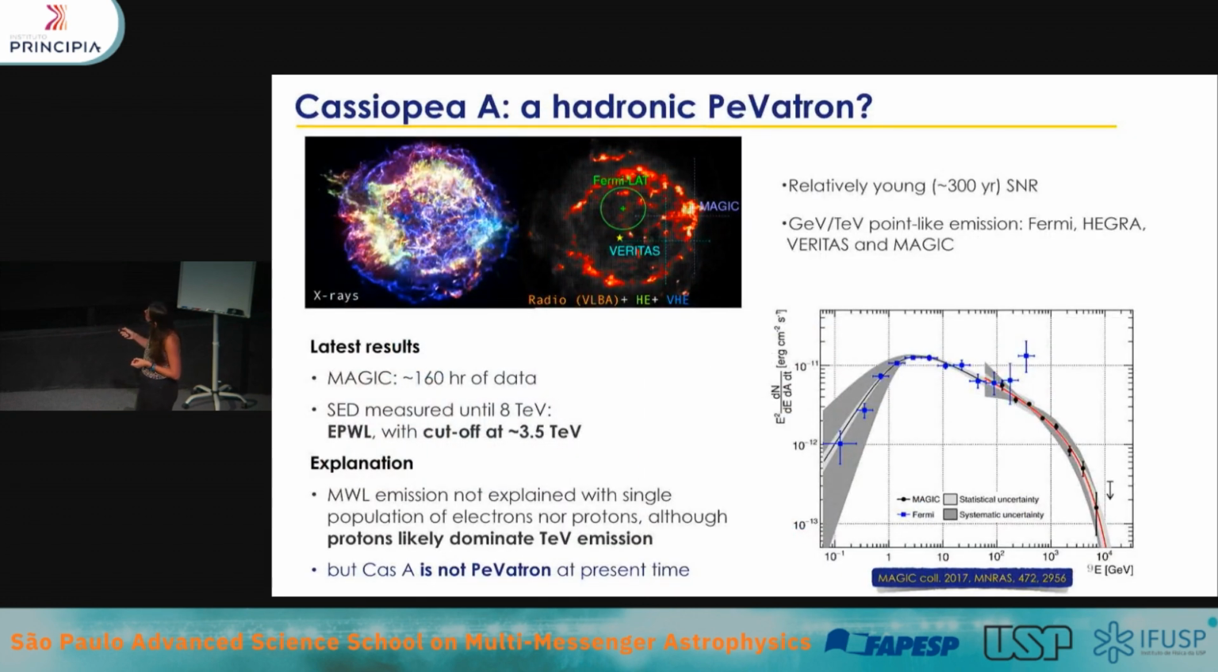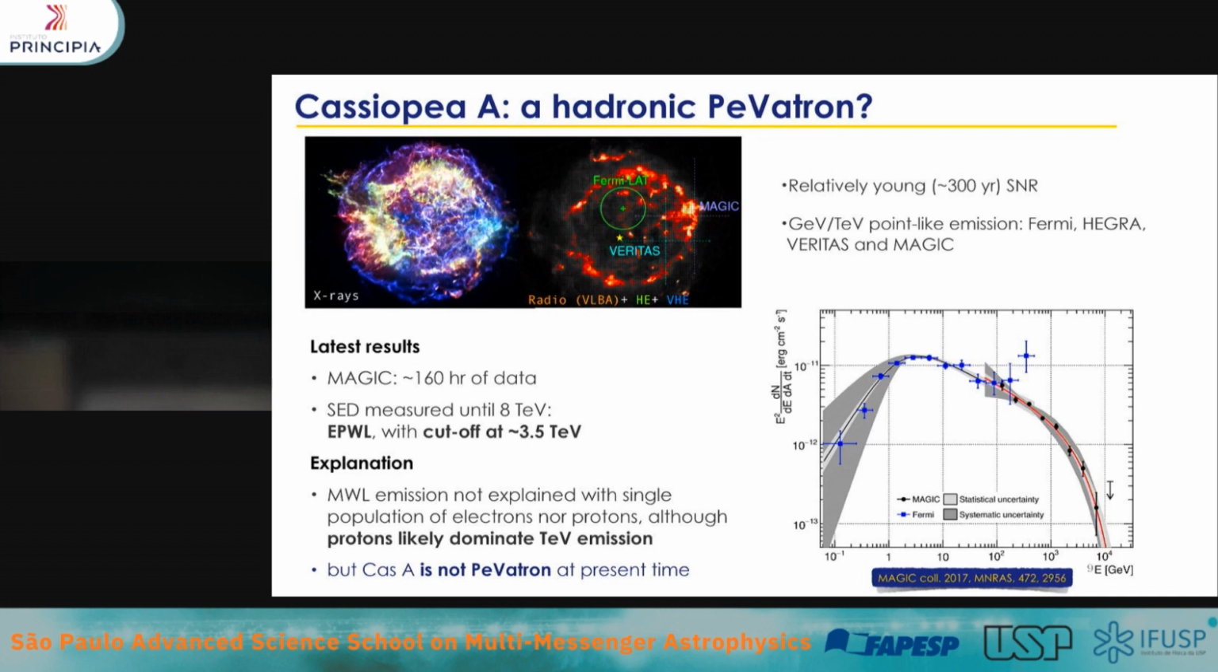So going back to Cas-A, Brian mentioned that it's a really young supernova remnant, around 300 years old. And with Cherenkov telescopes, we have been trying to search for pevatrons for many years. In our efforts, for example, we measured the emission here. You can see this is the spectrum, in blue measured by Fermilab, and in black by MAGIC. And you can see that there is a cutoff, as we heard this morning. This source only goes up to a cutoff at 3.5 tera electron volts, and the emission doesn't go higher. So it's not a pevatron.